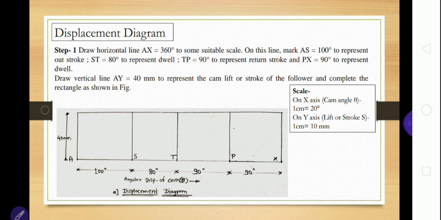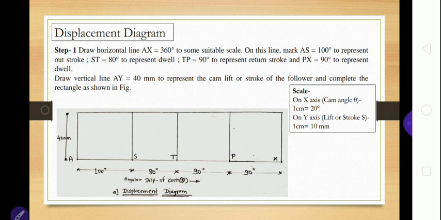Therefore, draw one horizontal line AX equal to 18 centimeter, and on that AX line we have to place our angular displacement of the cam, that is during outstroke, dwell, during return stroke, and again dwell. First is outstroke, 100 degree, it will become 5 centimeter, therefore draw AS line 5 centimeter. Next, first dwell is 80 degree, therefore the ST distance you have to draw is equal to 4 centimeter with the help of scale on x-axis.